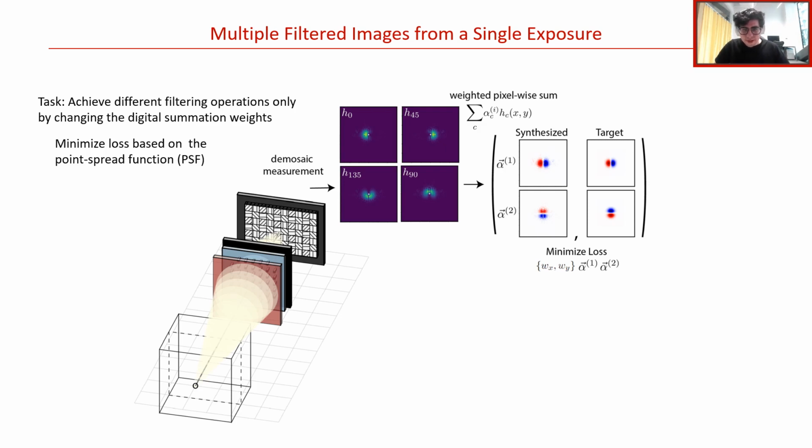The design task can then be formulated by computing the loss between the synthesized point spread functions added through some set of weights, alpha 1 or alpha 2, as shown here, and the target filters. In this case, we focus our attention on a class of steerable filters, and we desire one set of weights that yields a Gaussian derivative along one axis, and another set of weights that yields the derivative along another axis. We then backpropagate gradients to optimize both the metasurface shape parameters and the summation weights.